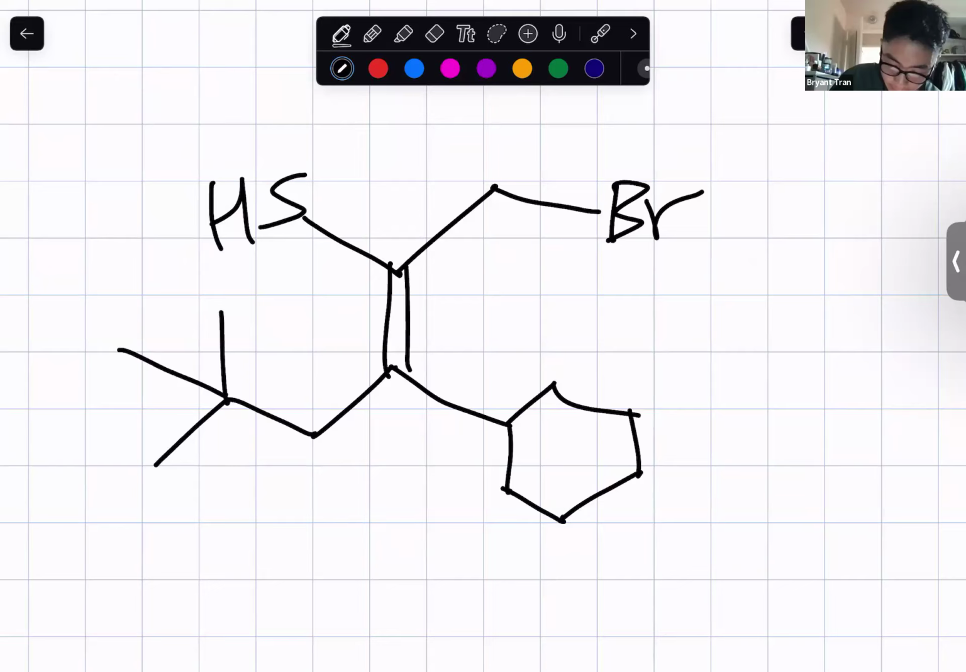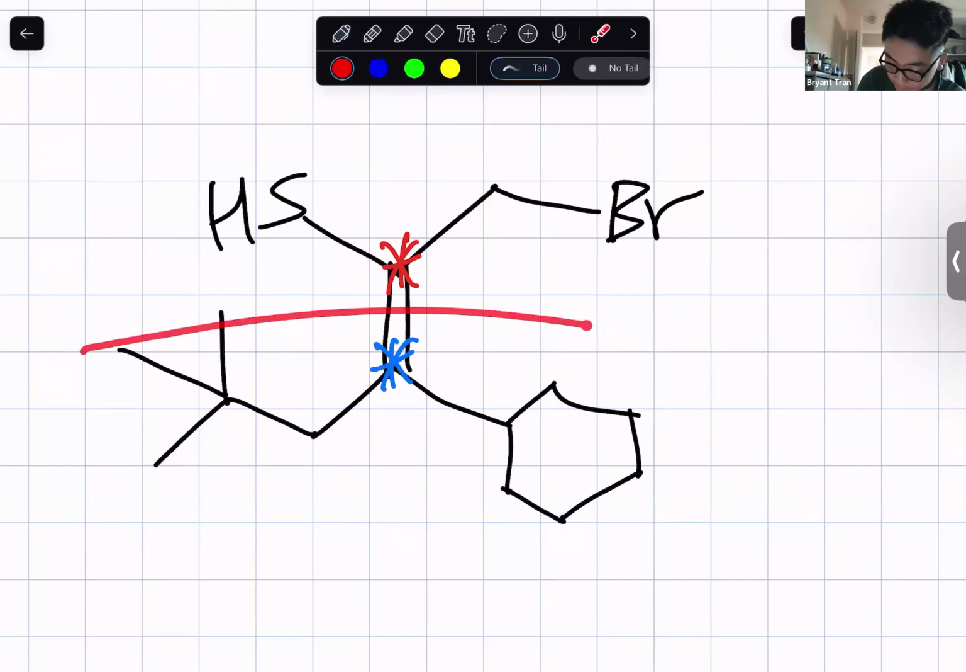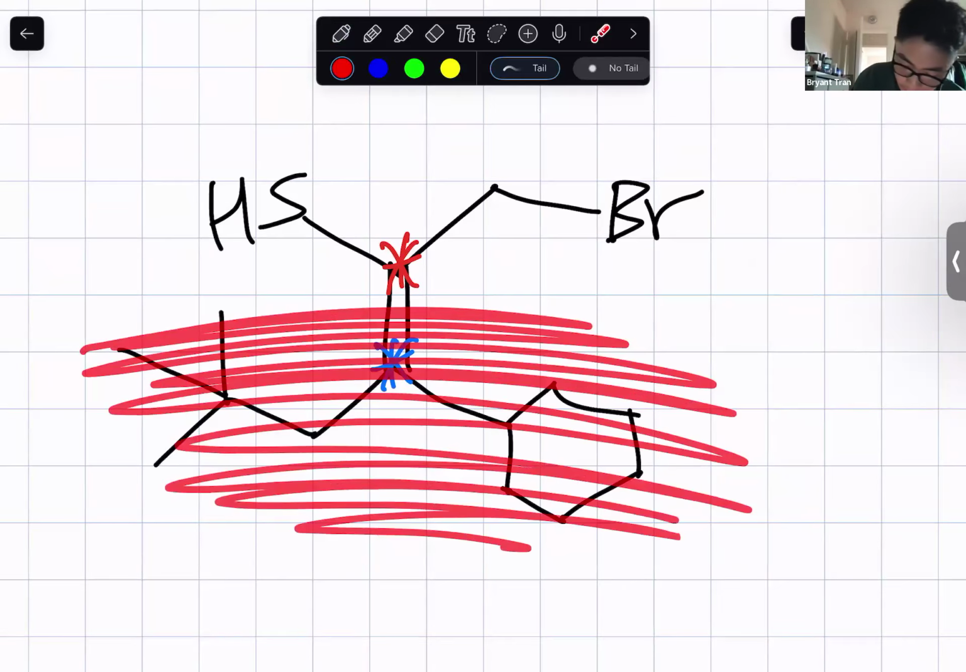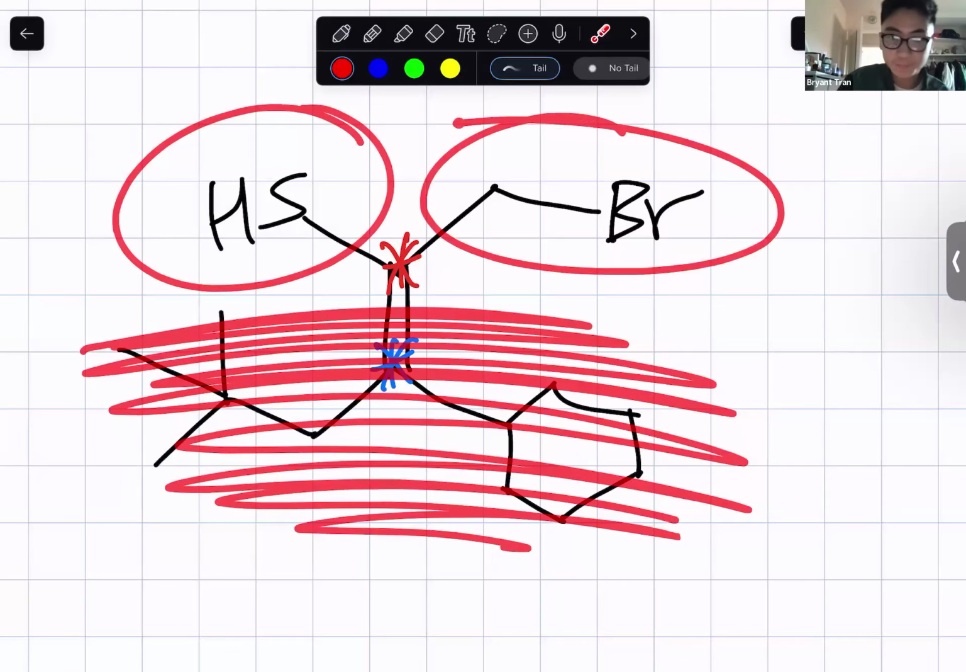Okay. And we have a red carbon and a blue carbon. Let's ignore everything on the blue side and look at the red side. What has the higher priority group? Which group? Br. Yeah.